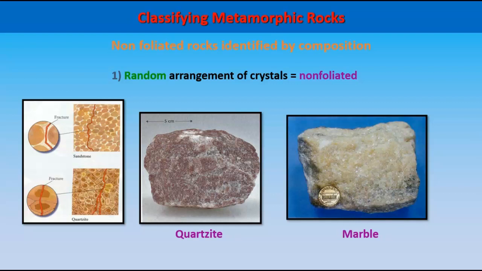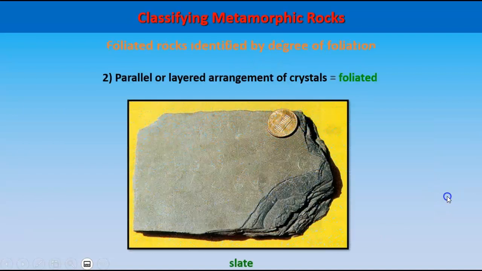So if we were in the lab and I plopped these two down next to you, and I said which is marble, which is quartzite, you could take a little drop of hydrochloric acid and put it on each. The one that fizzed is the marble. The one that doesn't is the quartzite. Voila, you're done. For our foliated rocks, we have our slate, which we can see some layering in here.